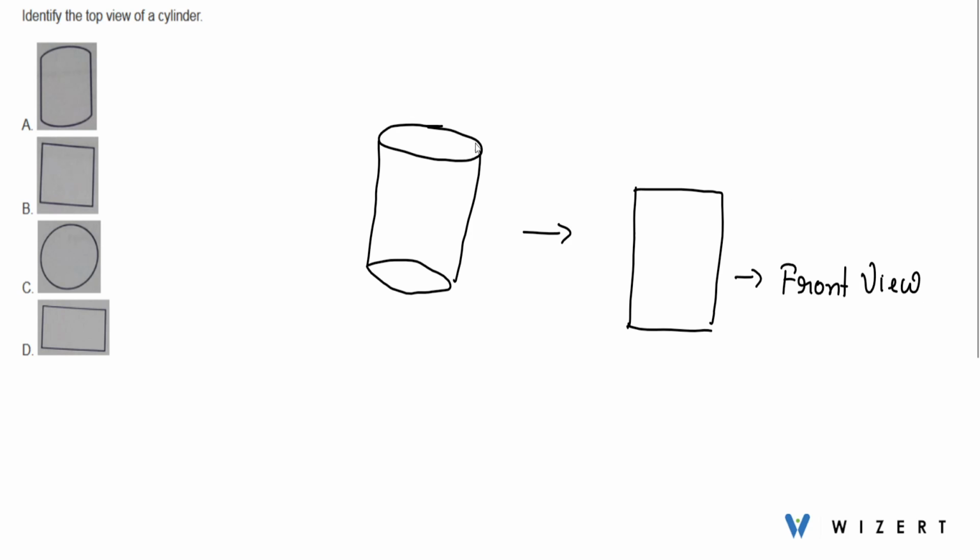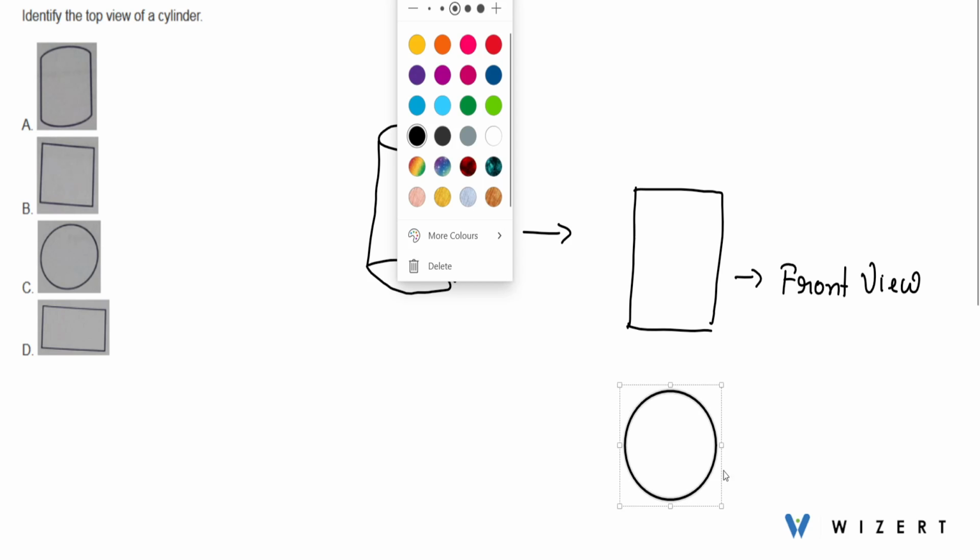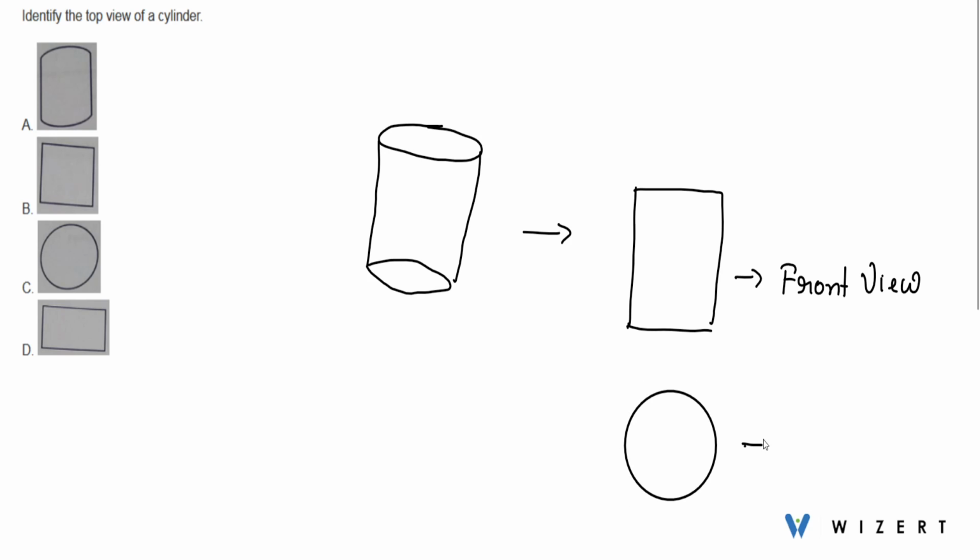And suppose you see it from the top, then on the top you will only observe a circle, that is the head of the cylinder. So the top view will be a circle. Pardon me for my bad drawing, let me use the shapes. Okay, so this will be the top view of the cylinder. So this is the top view. So front view will be a rectangle, top view will be a circle.